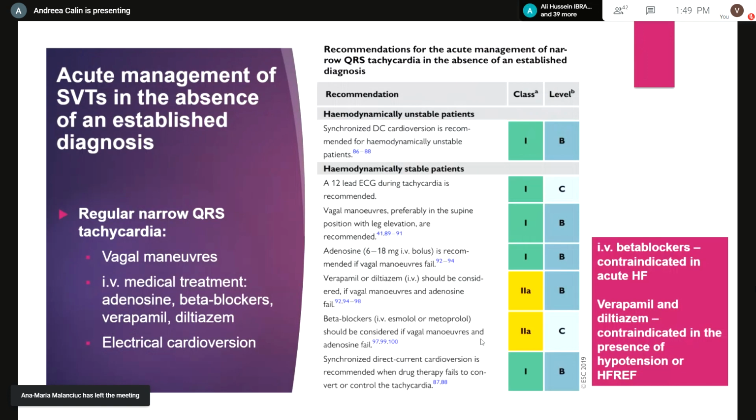For the acute management of supraventricular tachycardias, when we don't have a diagnosis, we should perform vagal maneuvers if the tachycardia is with narrow QRS complexes, and then we should think about medical treatment that is given intravenously. Adenosine is the first-line treatment, then beta blockers, verapamil and diltiazem. And finally, electrical cardioversion in unstable patients. Beta blockers are contraindicated in acute heart failure, and these calcium channel blockers are contraindicated if the patient has low BP and heart failure with reduced ejection fraction.